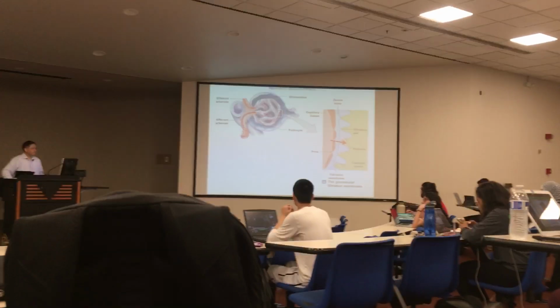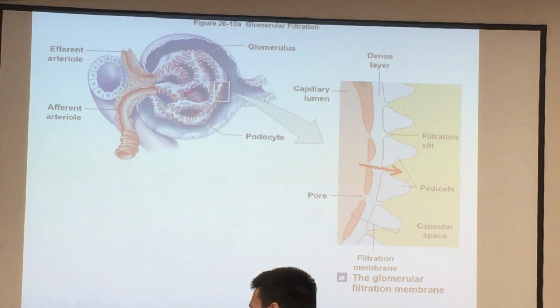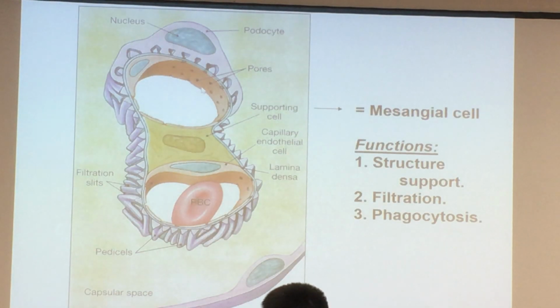We call podocyte, P-O-D-O-C-Y-T-E. The finger-like structure we call pedicel. And actually, besides this one, we have the other cell, the mesangial cell. Here's blood vessel, here's blood vessel, and here's a podocyte.